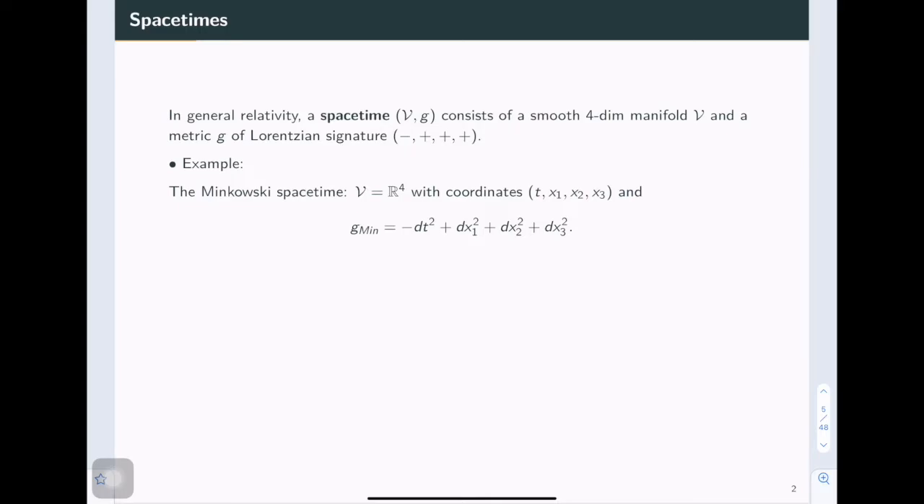We can observe that any vector along the t direction has negative norm. Those are called time-like vectors. And if a vector has positive norm, it's called a space-like vector.